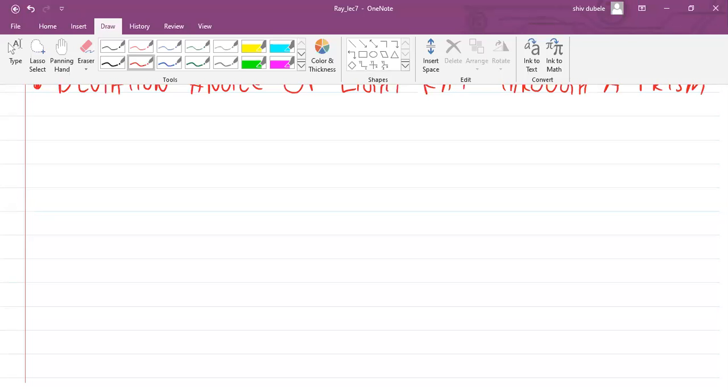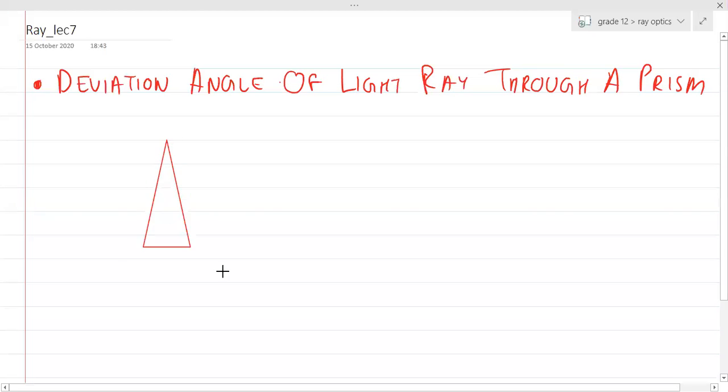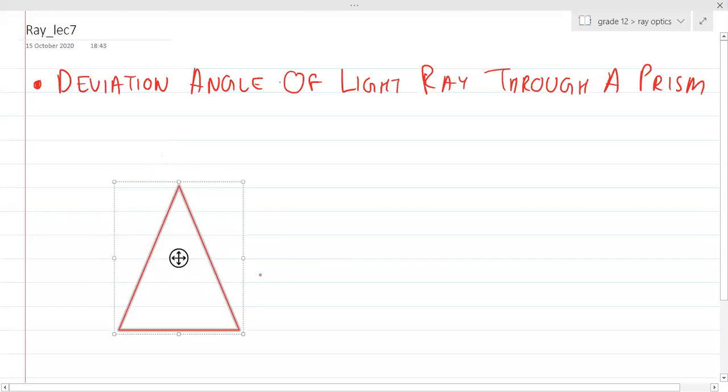So suppose, guys, what do I want to find out? I want to find out the deviation angle through a prism. Suppose this is a prism which we have, and this is the base of that prism. This is angle A, which is called the angle of prism, right?